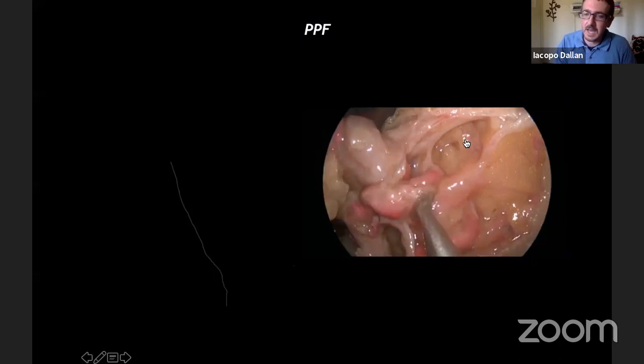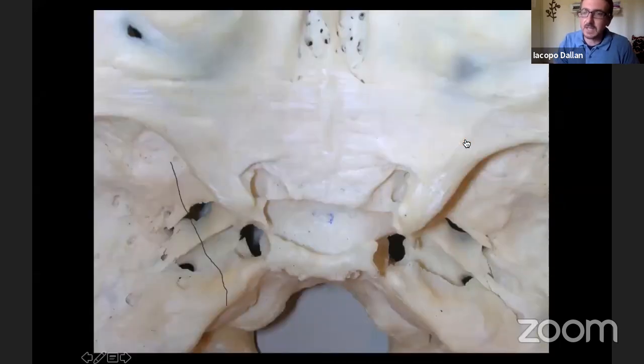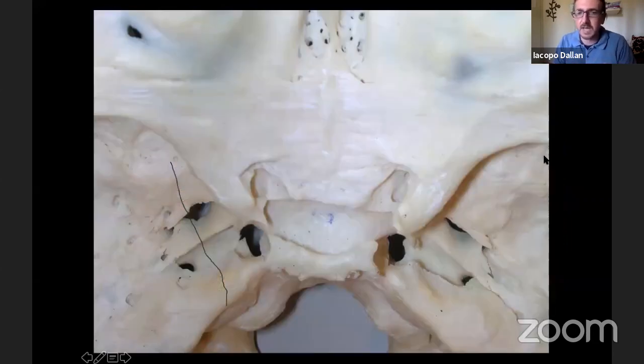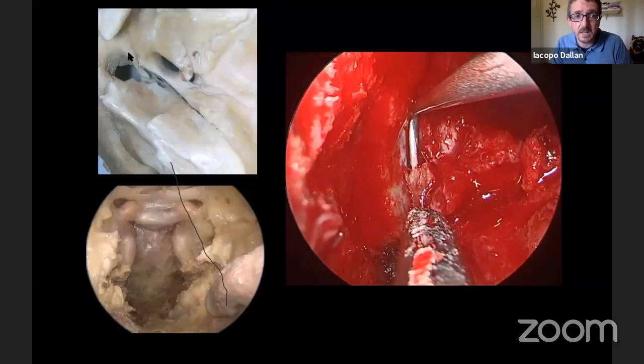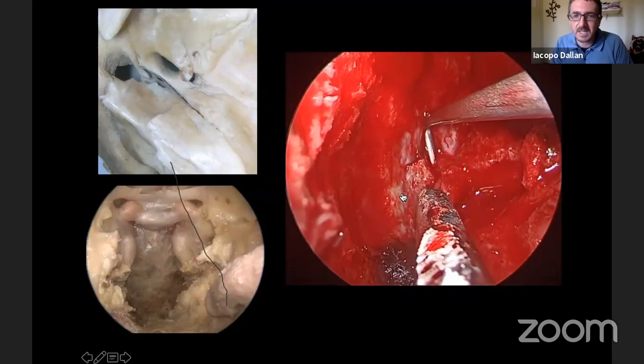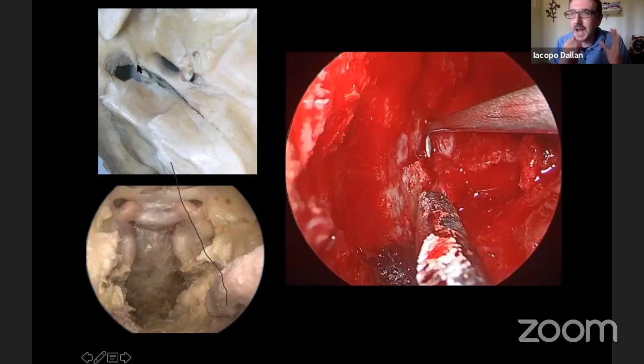So this is anatomy that creates important concepts in your mind. So nicely, this is the cavernous sinus. If the disease is there, what can I do? What is that? It's the lingula of the sphenoid. Most of you know the lingula of the sphenoid. The lingula of the sphenoid is this bony structure that makes your ICA fixed.